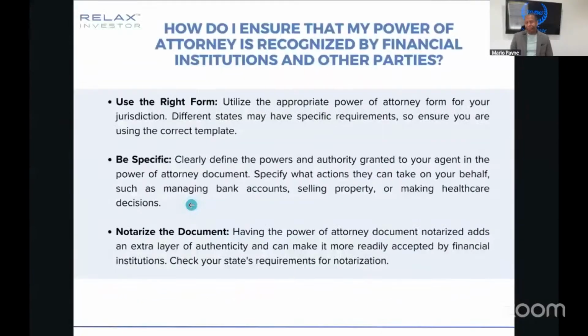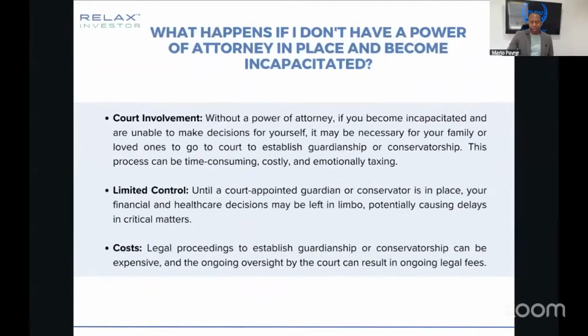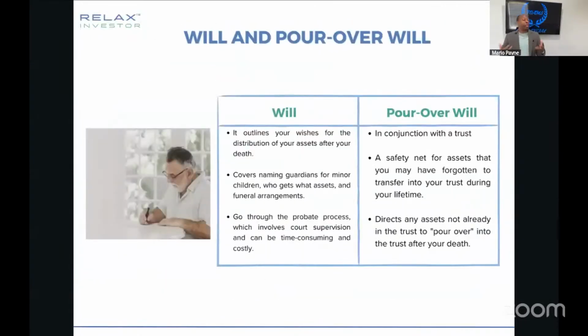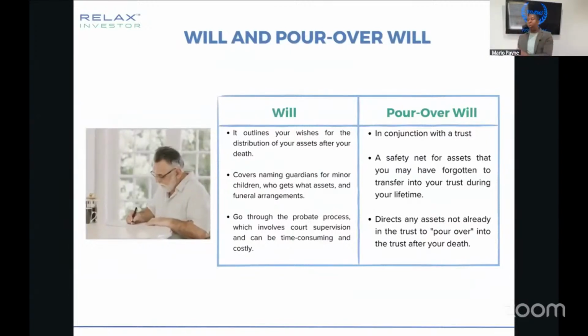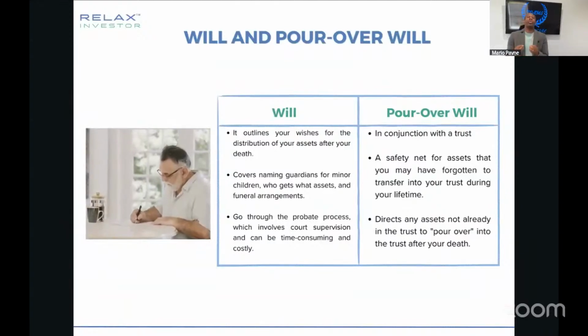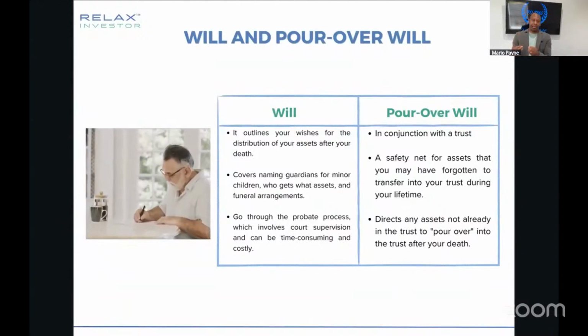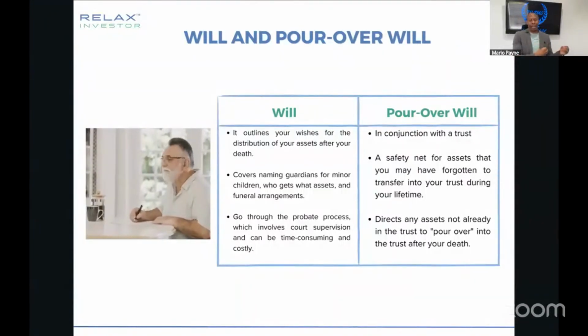All right, so a will. Now we're going to talk about a will. You have 2 types of wills: a last will and testament, and a pour over will. Now, a pour over will is only going to be in a trust document. A last will and testament is going to be in a trust document and just by itself.